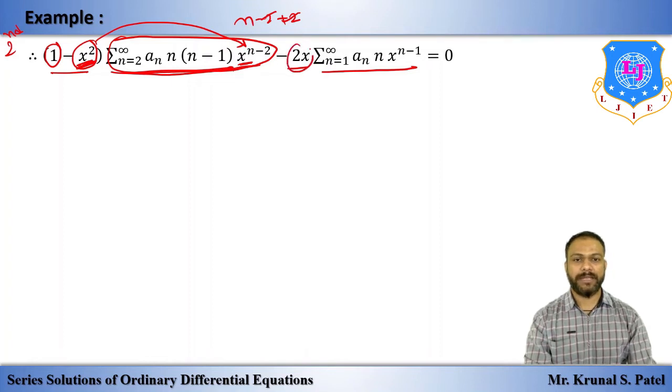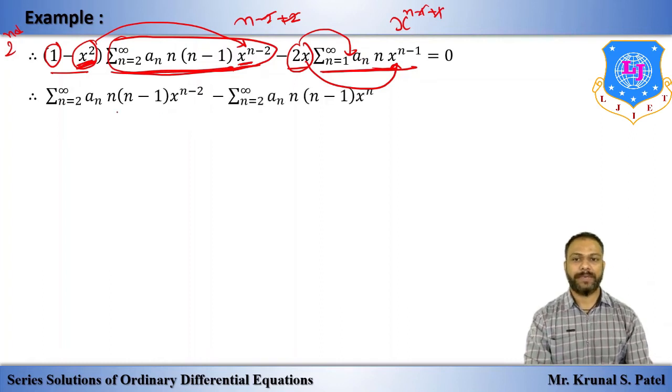In a similar way, we will multiply this with this sigma. So 2 goes with the constant and x goes with the x. So we have x raised to n minus 1 and plus 1, because here x is raised to 1. So the 1s cancel and we have x raised to n. Okay, so we have this step.